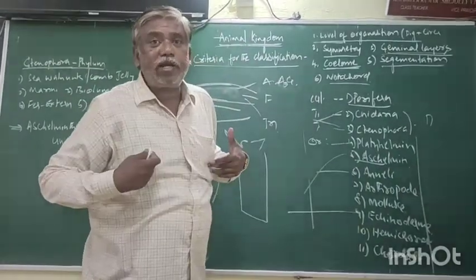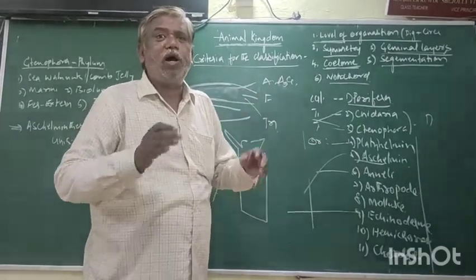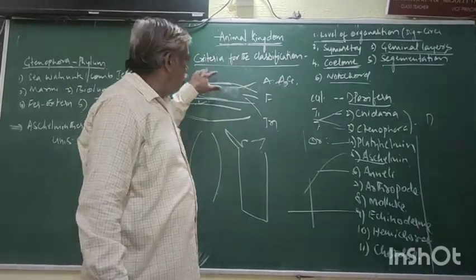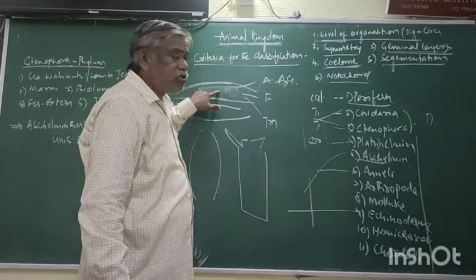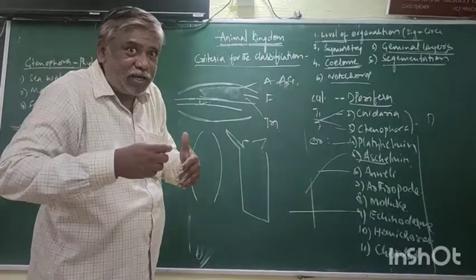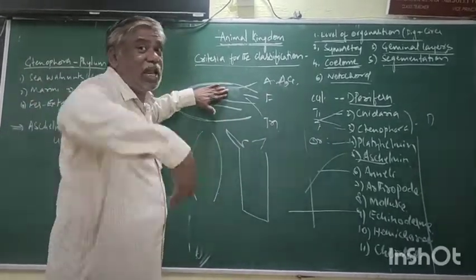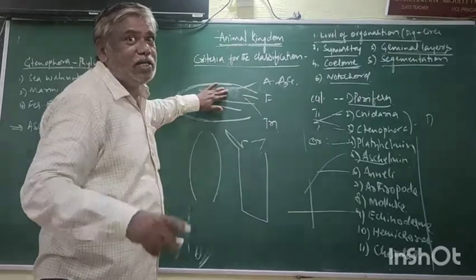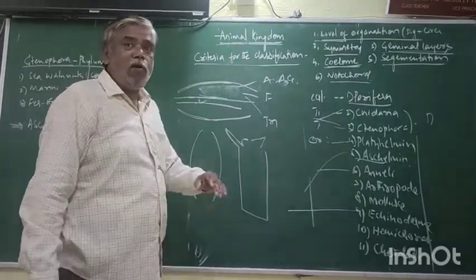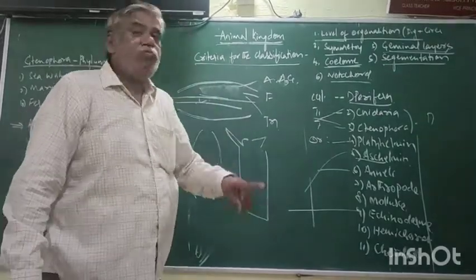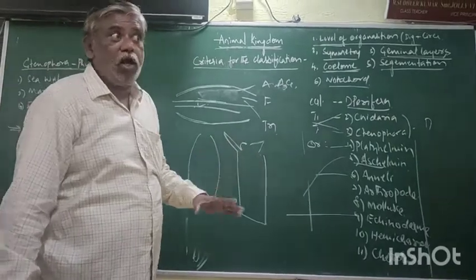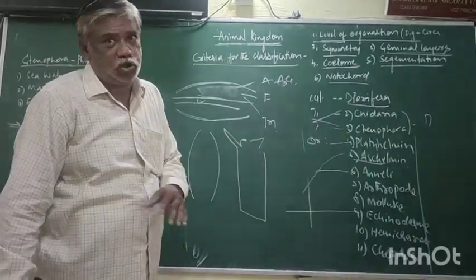We have the true body cavity. What is the difference between body cavity and true body cavity? Body cavity means the space between the body wall and the alimentary canal. When this body cavity is lined by a mesodermal layer, such a body cavity is called coelom. All coeloms are body cavities, but all body cavities are not coeloms.